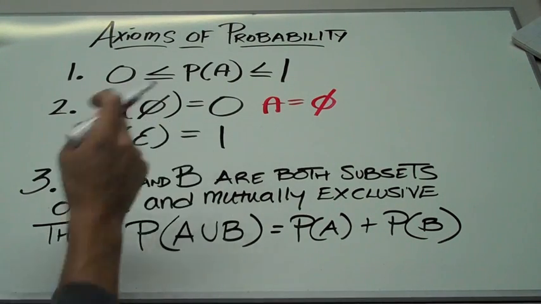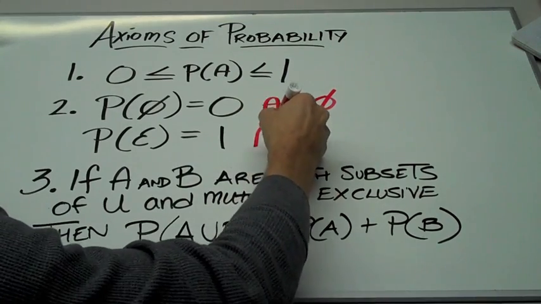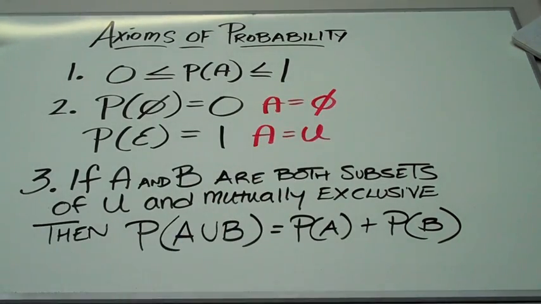The probability of something that always happens is 100%. So if event A is equal to our sample space, that implies that the probability of event A is 100%, or 1, and it's a certainty that it will occur.